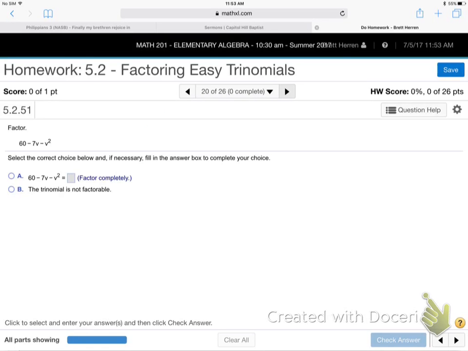All right. 60 minus 7v minus v squared. Try that one.